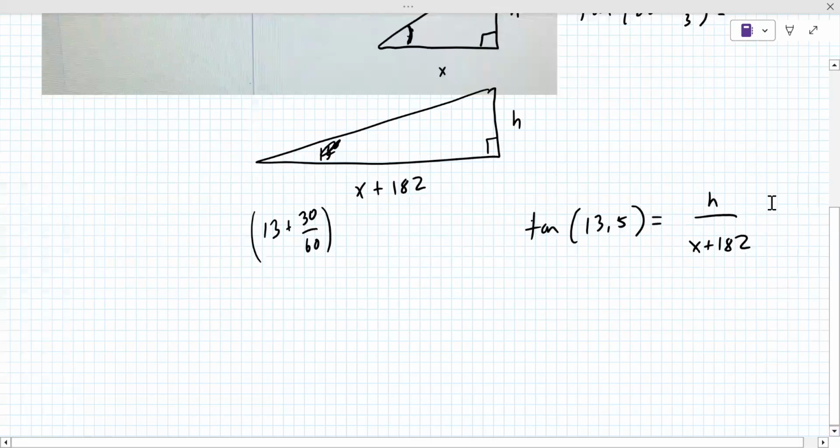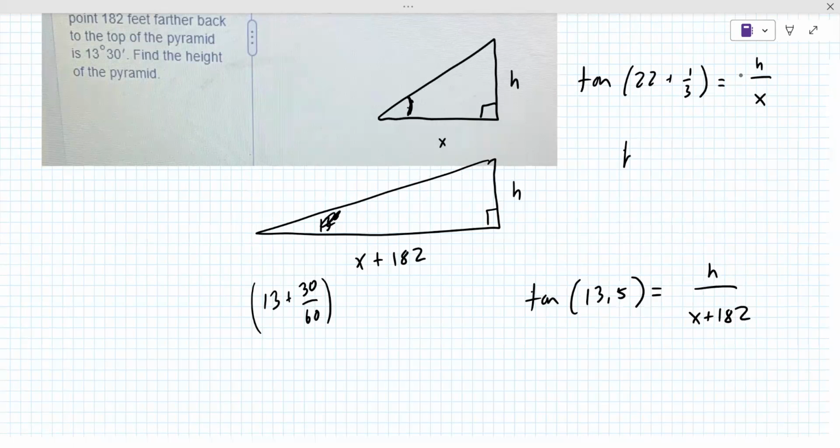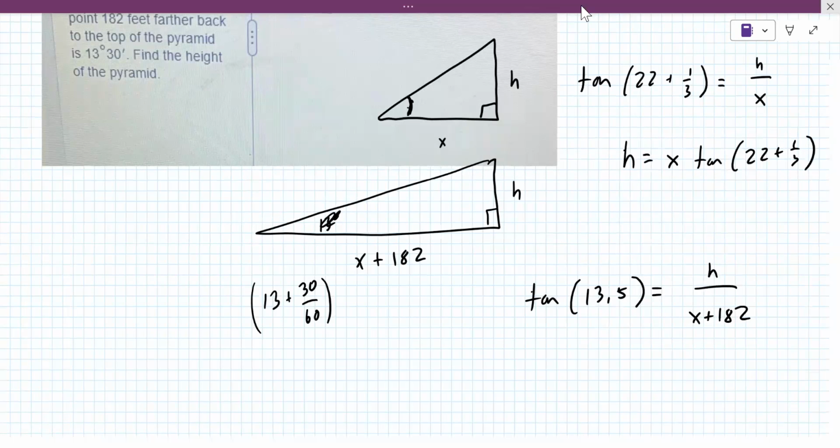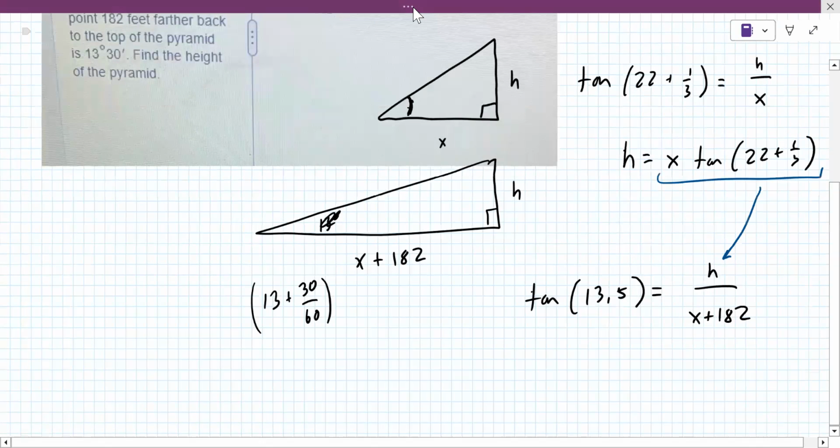All right, so you've got two equations and two unknowns. The way to solve this, unfortunately, is you solve this equation up here for h. H is x times the tangent of 22 plus a third. And then you substitute that into here. This is a long problem.